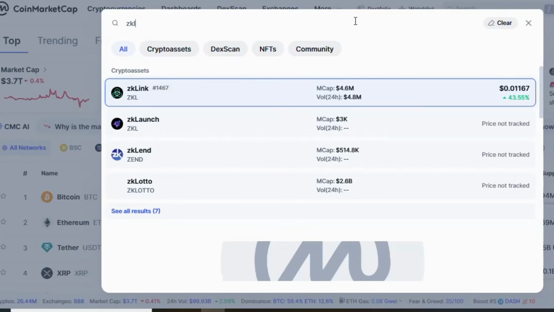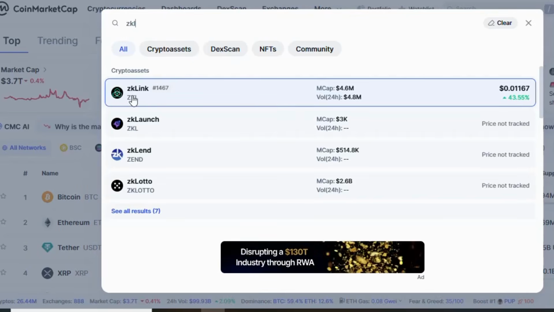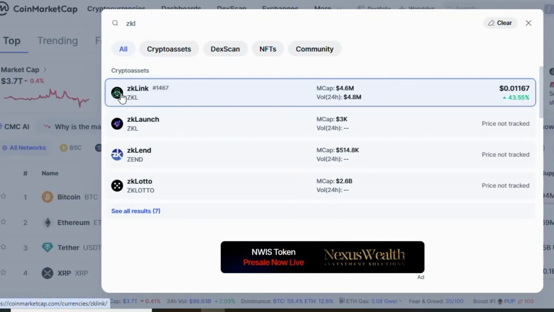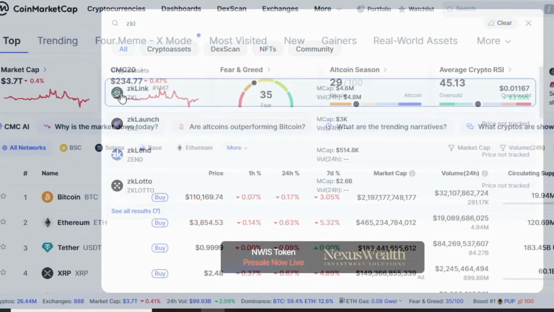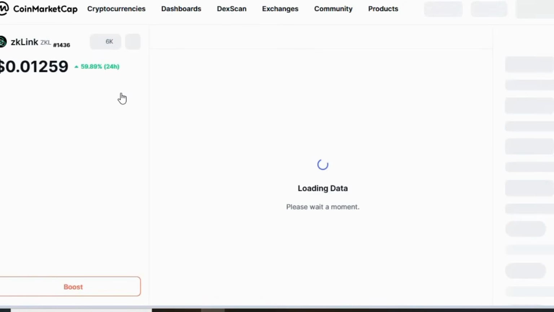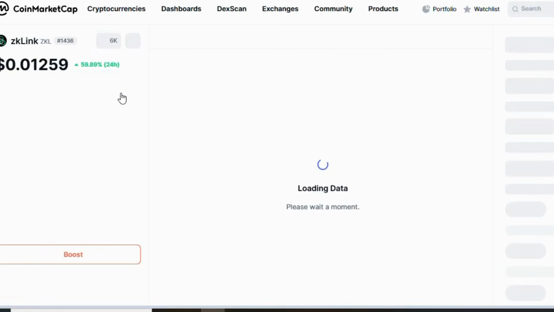So just wait for it to load up, and this is the original ZKL they were looking for. So I'm going to click on it. This is to do further research on this crypto before doing anything. Okay, now when I load ZKL, I'm just going to wait for some moments and allow it to come up so I can see if truly there are opportunities on LBank and Bybit.